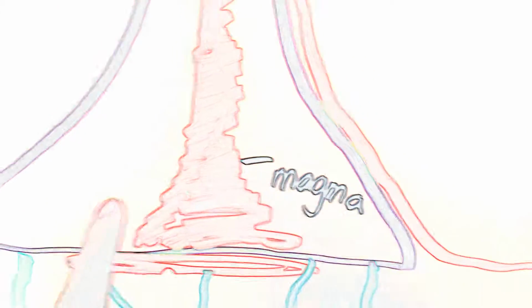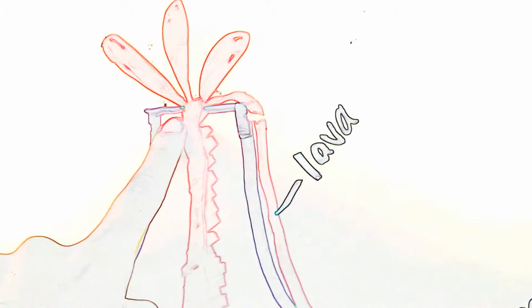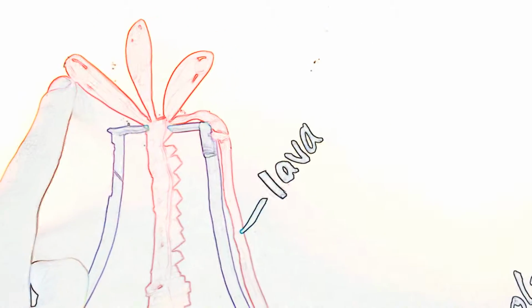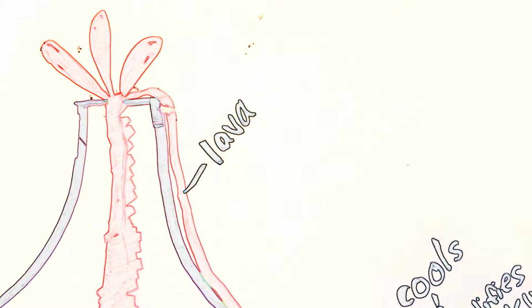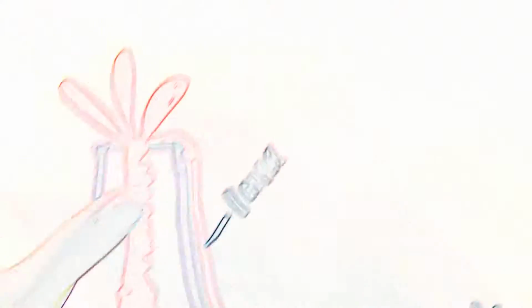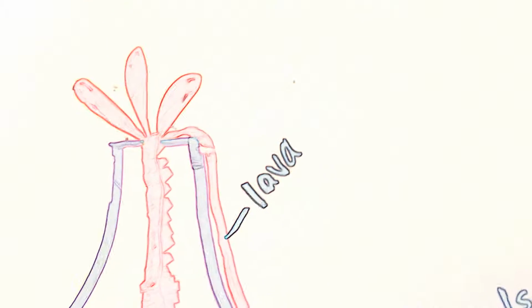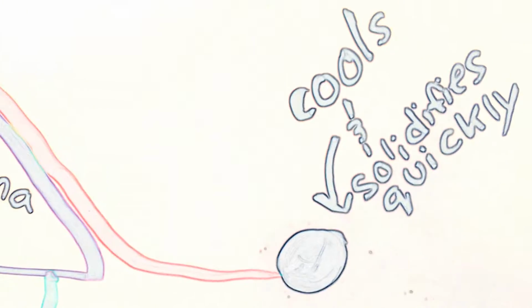And as the magma flows upward toward the volcano, it's no longer magma, but lava. It comes out as lava over the surface and it flows out during a volcanic eruption. Pew pew! And it hardens quickly to form an extrusive igneous rock.